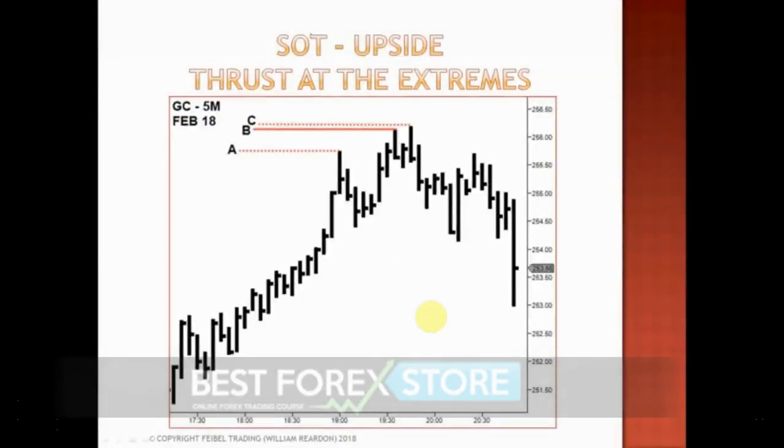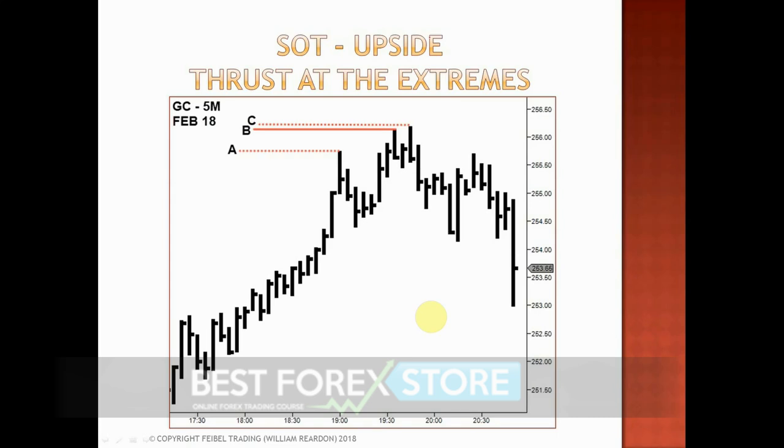Study SOT, which is shortening of the thrust to the upside. And the thrust is at the extremes. As we know, the extremes is either the high or the low. In this case, it would be the highs because we're going to the upside. This is a basic, short little study, just so that we can familiarize ourselves with shortening of the thrust and what it looks like. Okay?